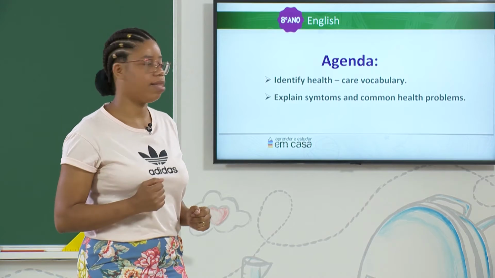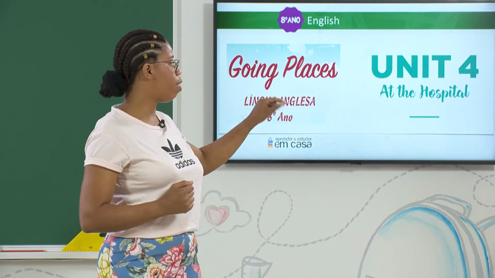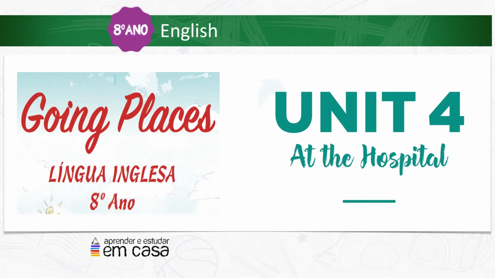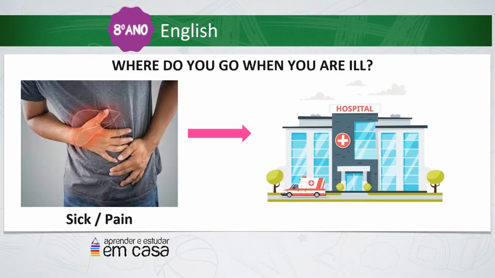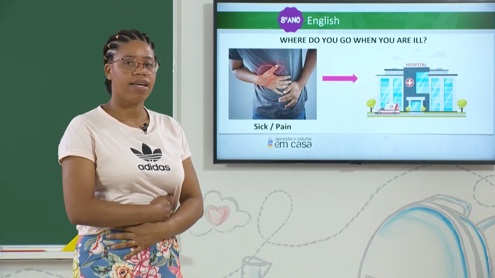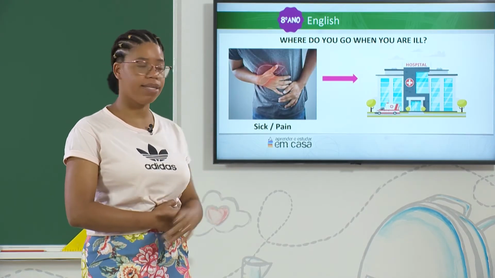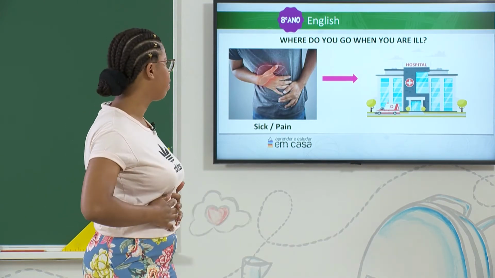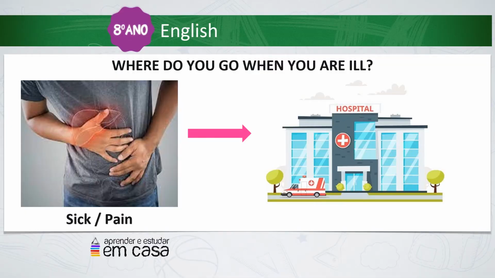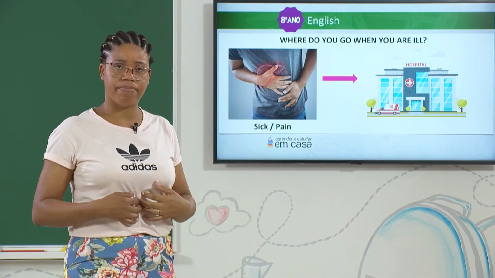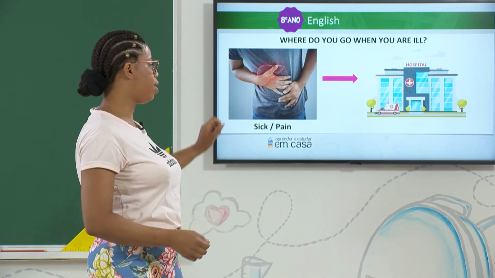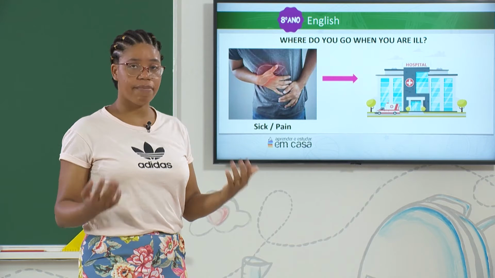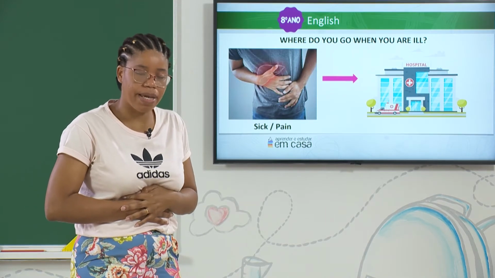Let's start looking at the board at what we have now. Today we're going to move to unit number 4. Okay? Now, what do we have? Look at the picture. Do you see a man? He's holding his belly. It means that the man has some problem with his belly or his stomach. Okay? Where do you go when you are ill? What does ill mean? When you have a problem, it means you are ill or you are sick or you have pain. This person seems to have a pain in the stomach. That's why he's making this.